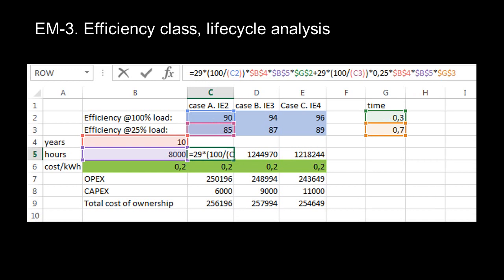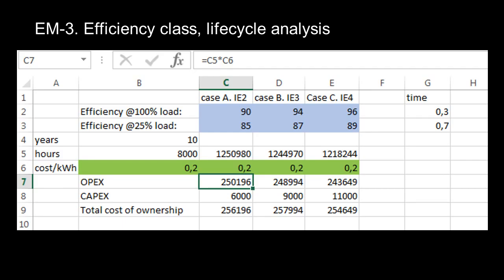Now the same expression is highlighted with colors, so it's easier to see from which cells the parameters are taken. So you see, for example, that the number of hours per year, this 8,000, is there. Operational costs we can get by multiplying the energy consumed by the pump with cost per kilowatt hour. So you see that cell number C5 is multiplied by cell number C6. So this is how we get OPEX.